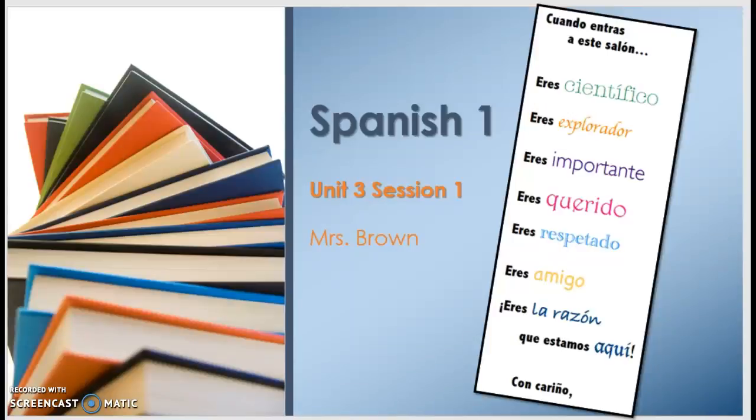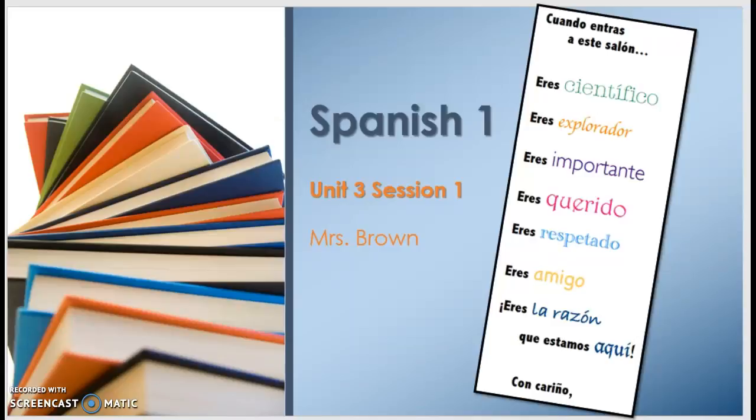Hello class, today we're going to be in Unit 3, Session 1, and today we're going to be talking about adjectives. You want to make sure you have your Unit 3, Session 1 notes and probably your characteristics sheet with you.